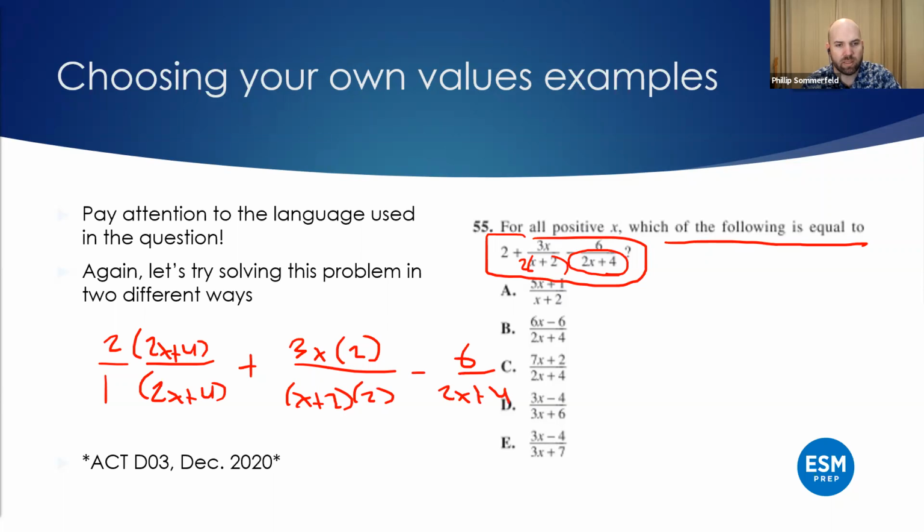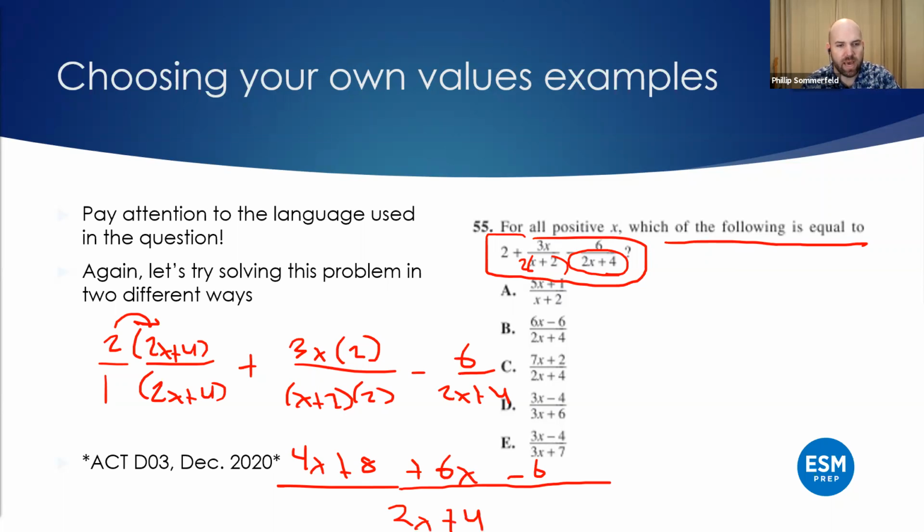So, if I churn through and distribute the 2 here, I get 4x plus 8. I'm going to put this all over one denominator, because that's the whole point, to get a common denominator. Plus this gives us 6x, and then the minus 6 stays as it is, all over 2x plus 4. If we combine like terms in the numerator, we get 10x, and then plus 8 and minus 6 gives us the plus 2, over the 2x plus 4.